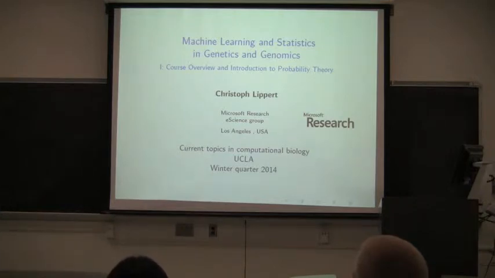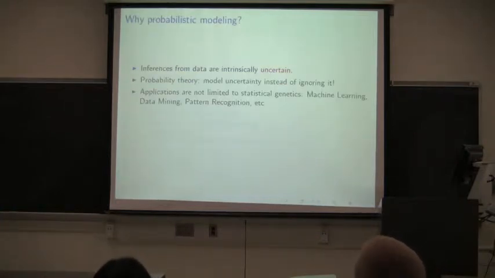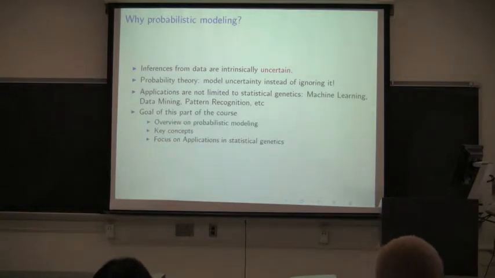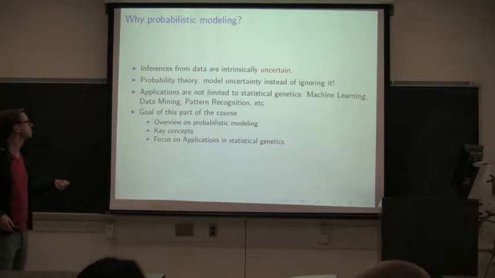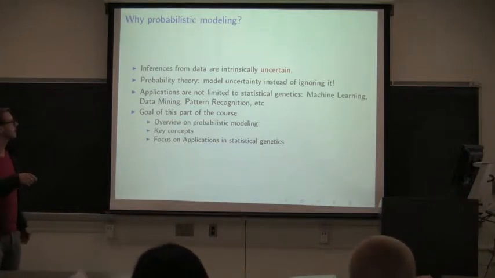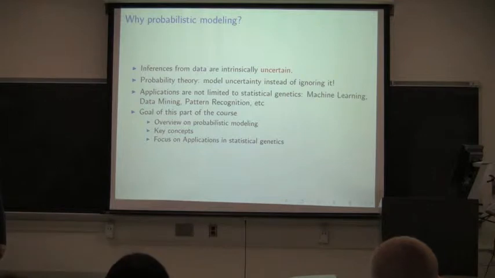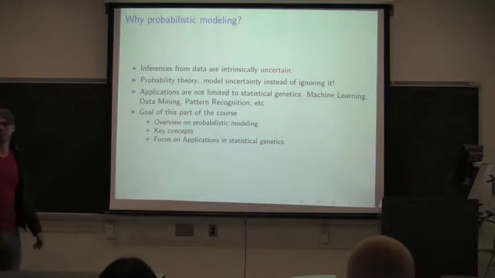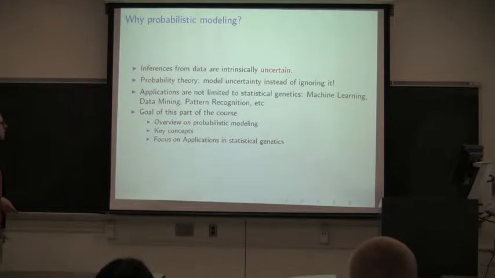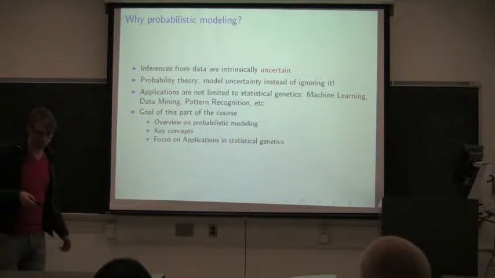I'll actually quickly recap what we've done last time, at a fast pace. We talked about why we want to do probabilistic modeling. Usually we observe some data and want to do some inferences on them, and data are uncertain. We talked a lot about probability theory, and all these methods are also applicable to non-biological applications, but we'll focus on biological ones in this course.